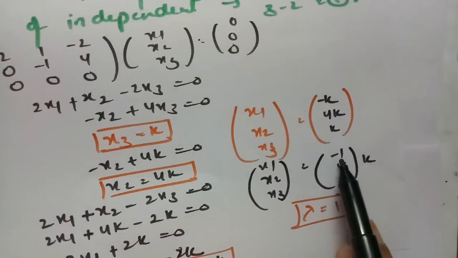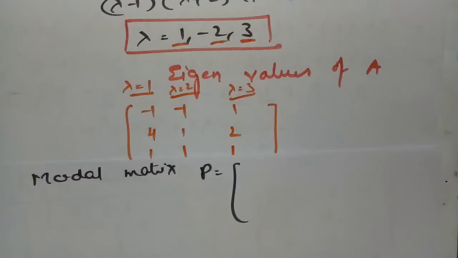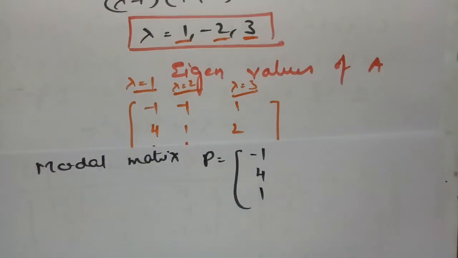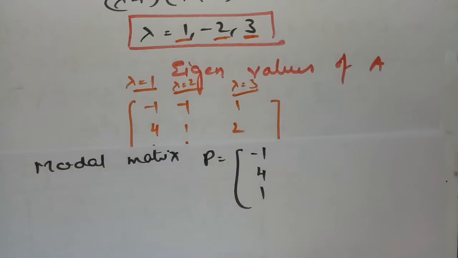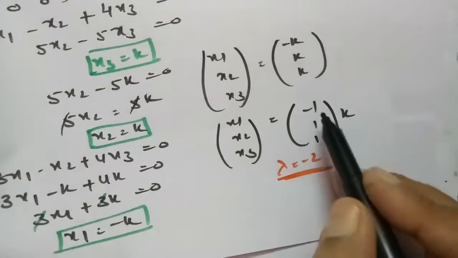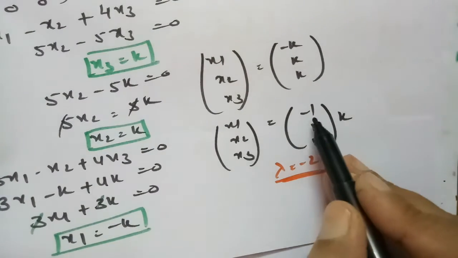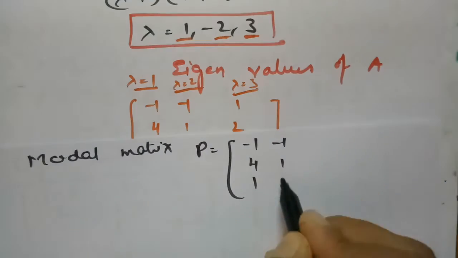For lambda equal to 1, this is minus 1, 4, 1. For lambda equal to 2, the eigenvector is minus 1, 1, 1.